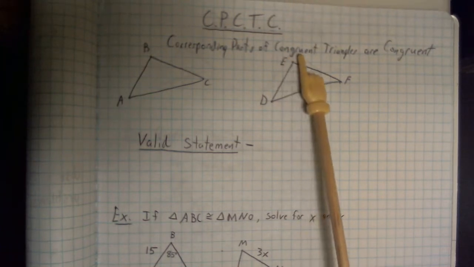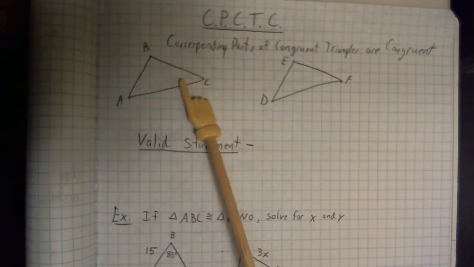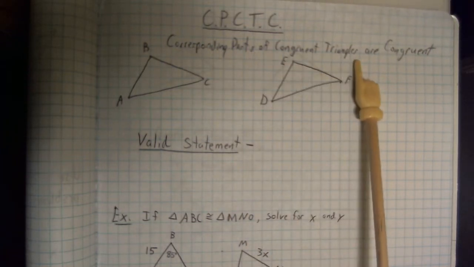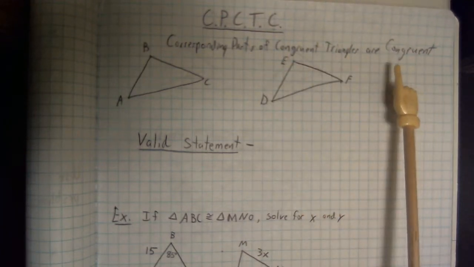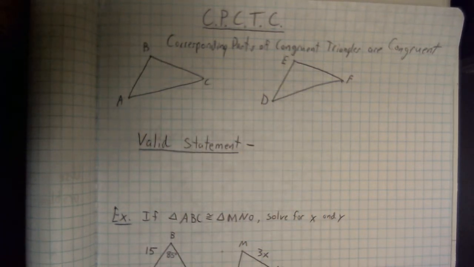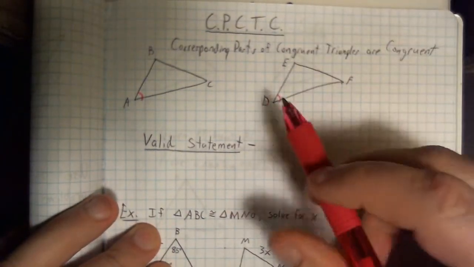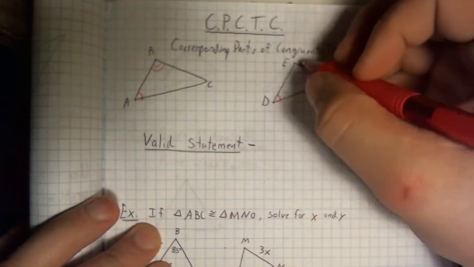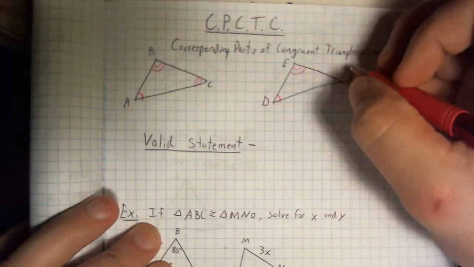We talk about congruent triangles. These two triangles are congruent, which means now that the corresponding parts of these congruent triangles are congruent. The parts themselves are congruent. That means angle A and angle D have the same measure. Angle B and angle E have the same measure. And angle C and angle F.